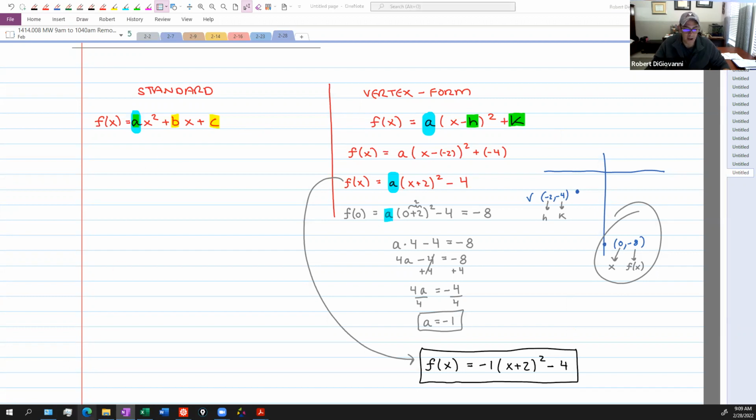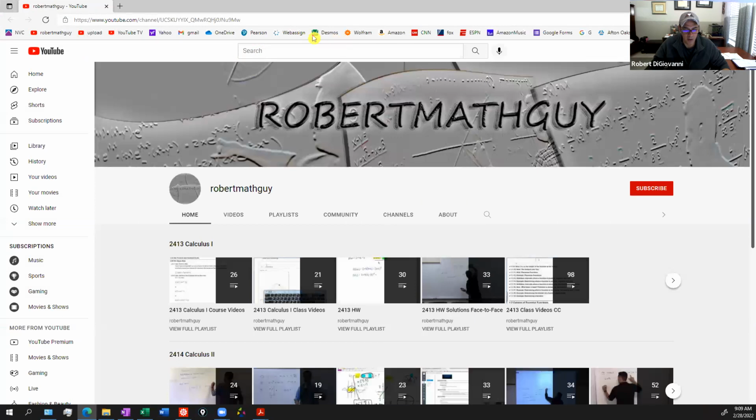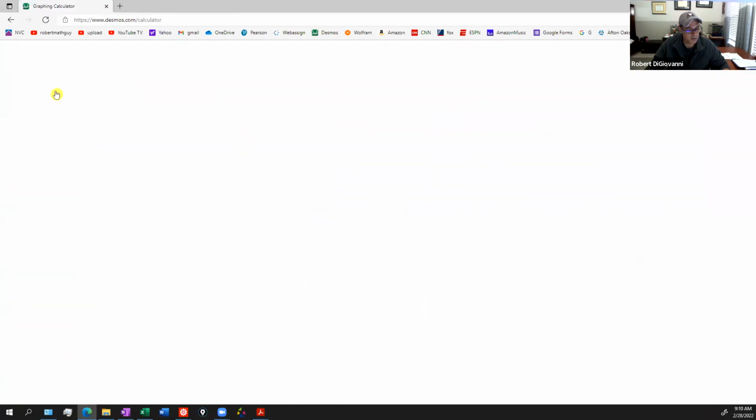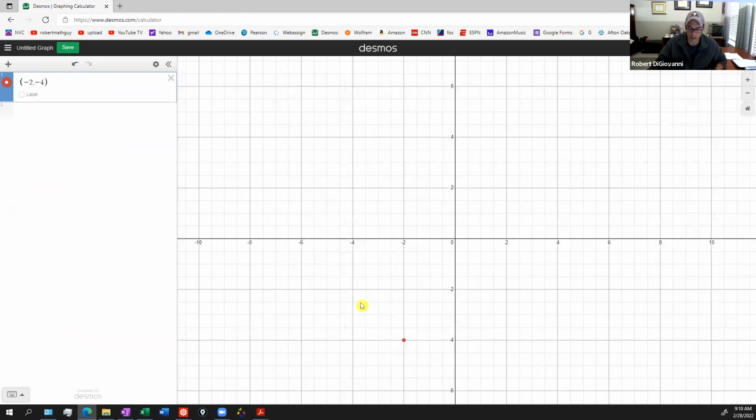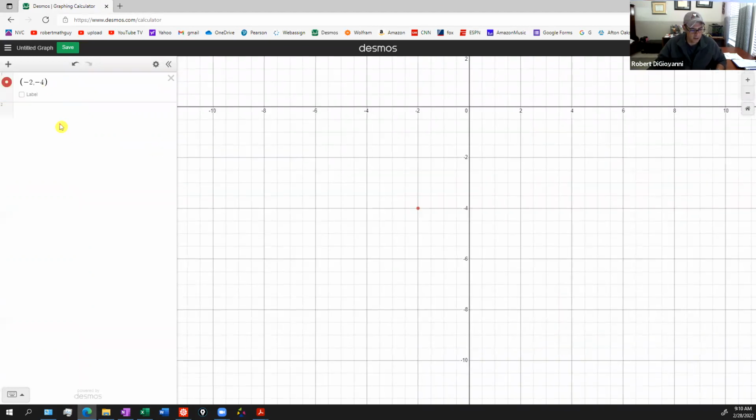Let's just verify this. I'm going to show you that this actually works by going to Desmos, and I'm going to plot, first of all, the points they gave us, (-2, -4). So that's that red point. That should be our vertex. Then the point (0, -8). Okay, and that's this point here.